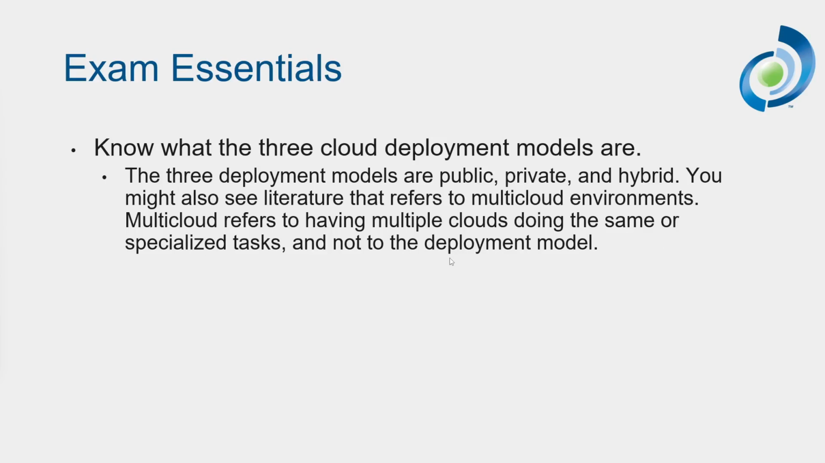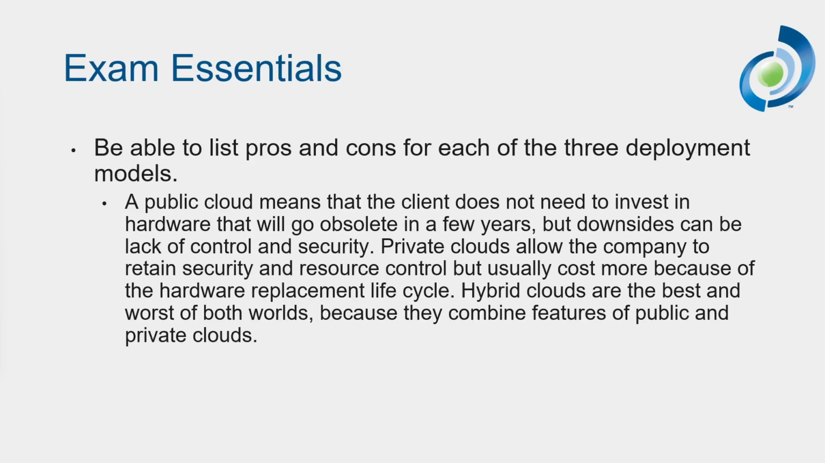And we want to know what the 3 cloud deployment models are. The 3 deployments are public, private, and hybrid. You might also see literature that refers to multi-cloud environments. Multi-cloud refers to having multiple clouds doing the same or specialized tasks, and not to the deployment model. Be able to list pros and cons for each of the 3 deployment models.